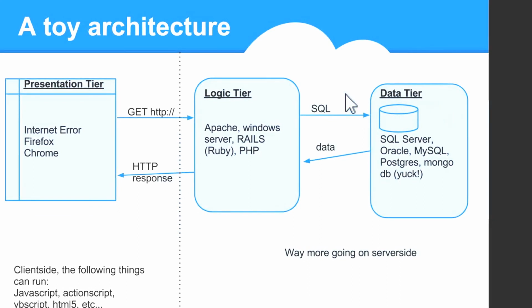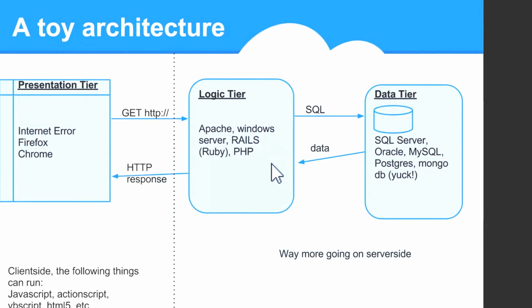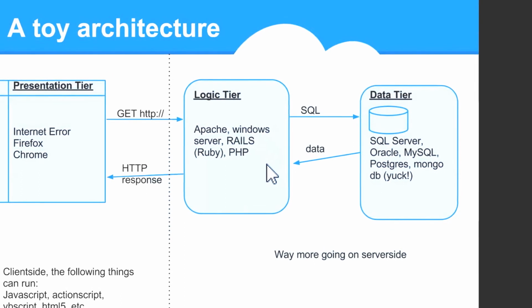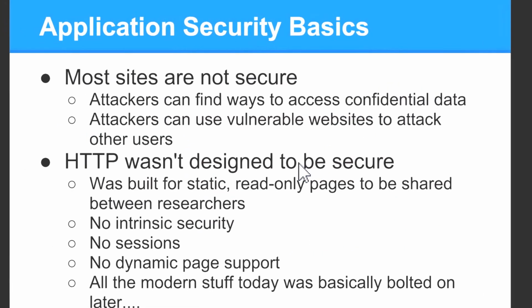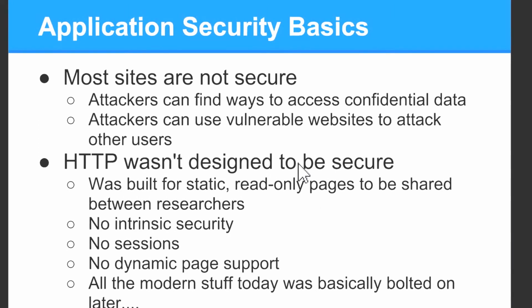So the logic tier is a common place for many scripting languages that deliver dynamic content, such as PHP, ASP. So statistically, most websites are not secure. The most visited ones, the most popular ones, like Amazon, Google, yes, those are secure. But strictly statistically speaking, the majority of the websites on the internet are absolutely not secure.